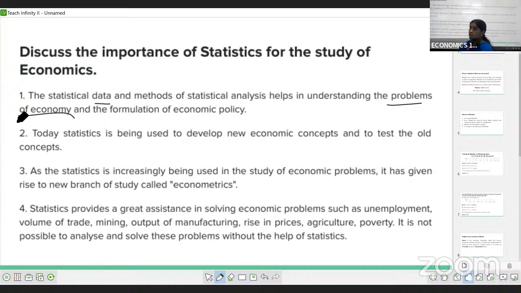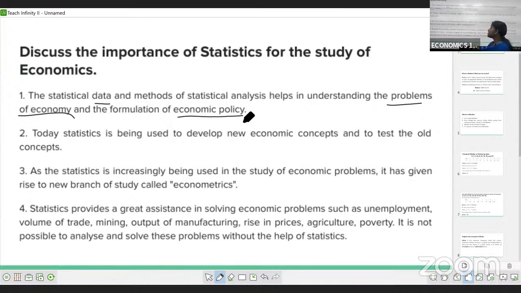And not only is it enough for understanding those problems, it is also useful for the formulation of economic policies. To overcome those problems, what policies do we require? For the formulation of that policy also, this statistical data is useful.